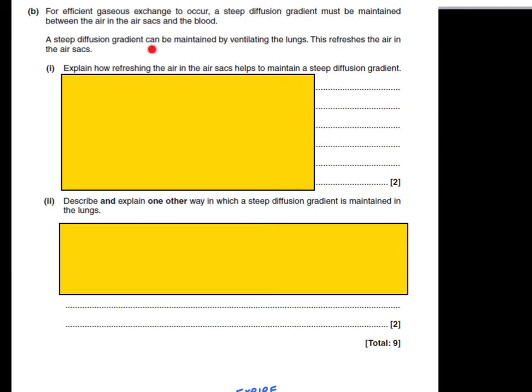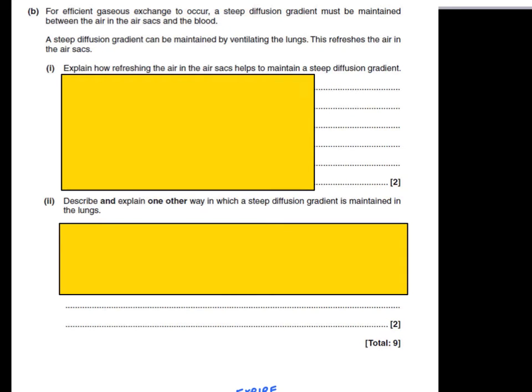A steep diffusion gradient can be maintained by ventilating the lungs. That's when we change the shape of our lungs to allow air in and out. This refreshes the air in the air sacs, replaces the old air with new air. Explain how refreshing the air in the air sacs helps to maintain a steep diffusion gradient.